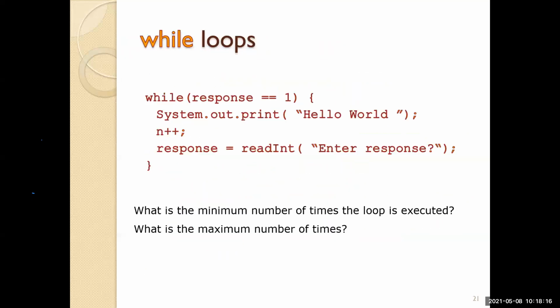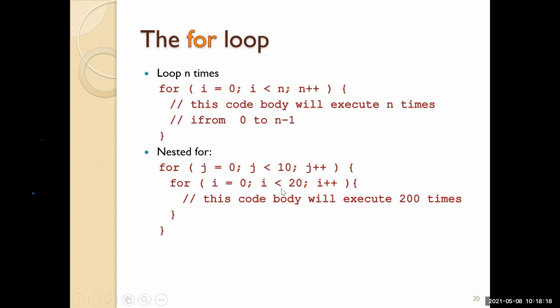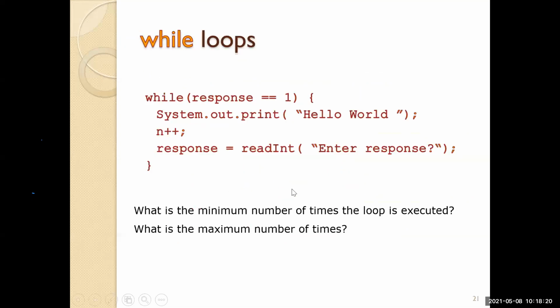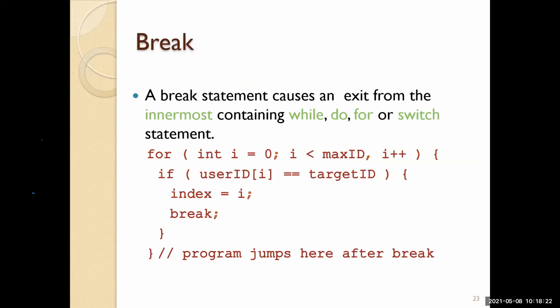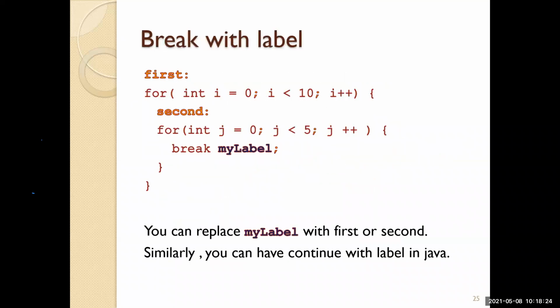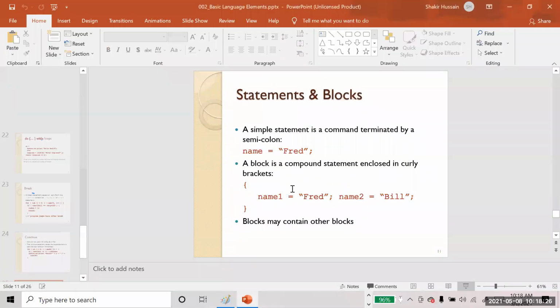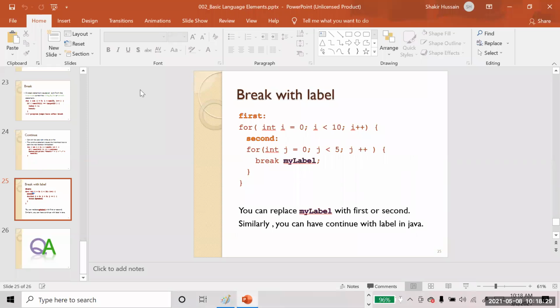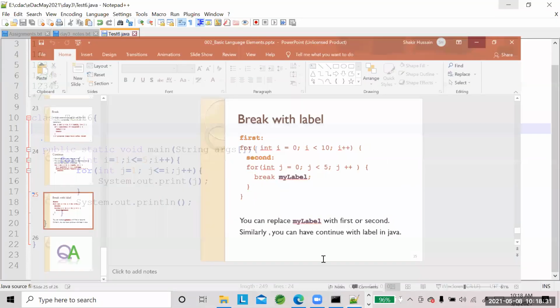This is the for loop. We can also have a nested for within a for, possible. While, do while. So break and continue we will see, and break with label. Let me cover it in 10 minutes. This is very simple.